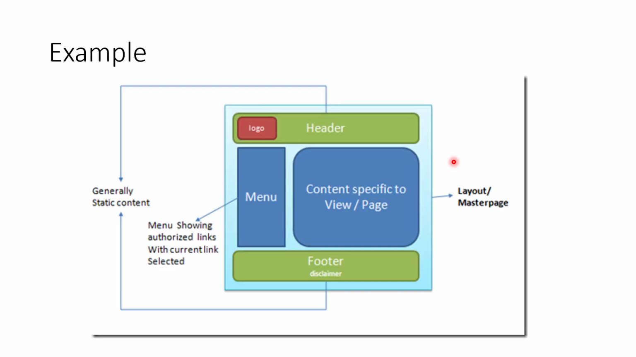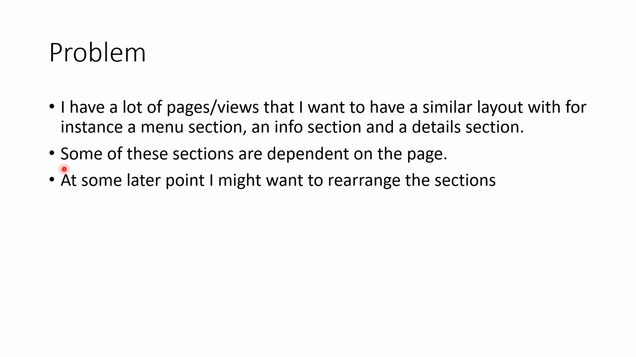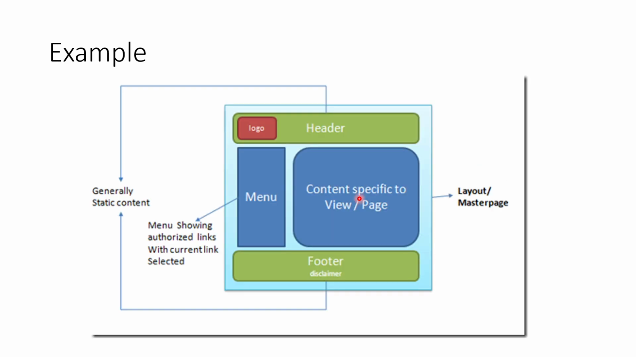So let's take a look at an example here. Here we have a header, probably pretty static, and a footer, maybe also fairly static, and the menu could depend on the page I'm on. Also, this one definitely depends on the page because it's the basic content of the page. Also, I want it to be easy to rearrange the sections. For instance, moving the menu to the right instead of the left. I don't want to have to change all the pages to do that.